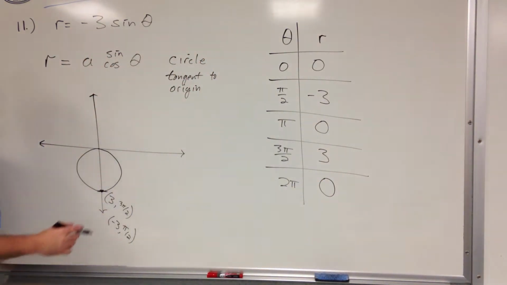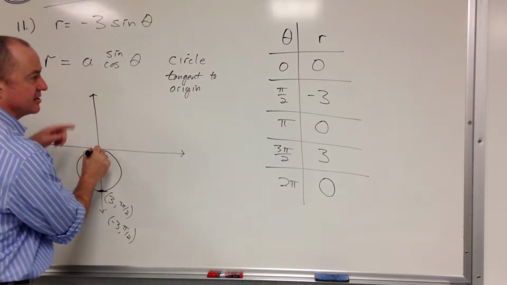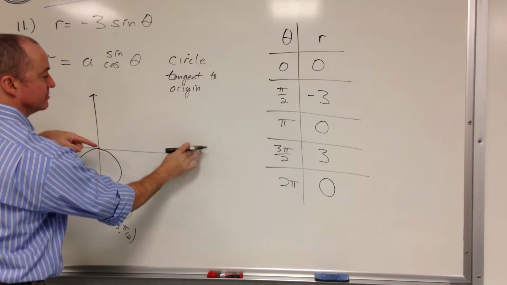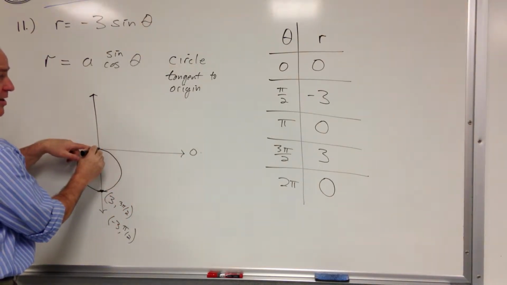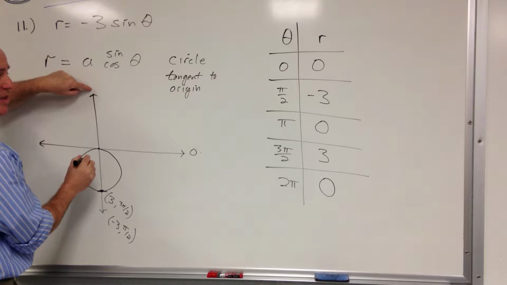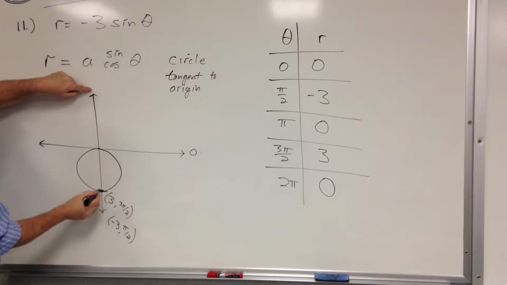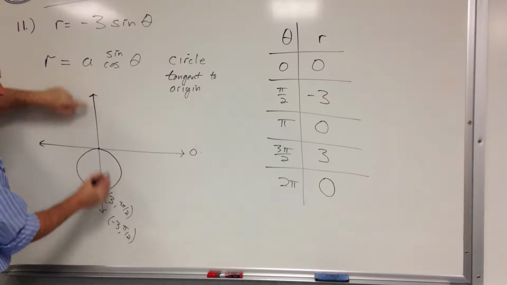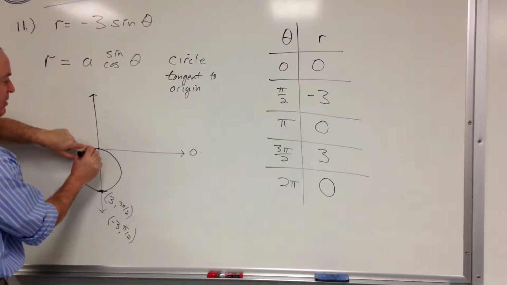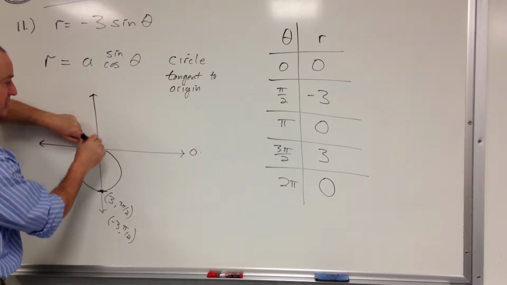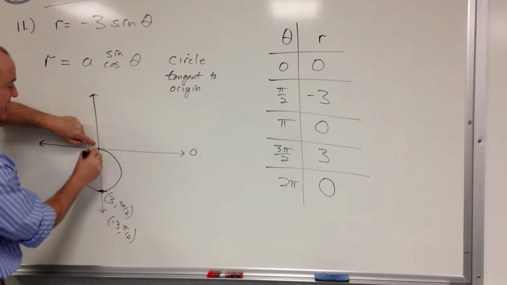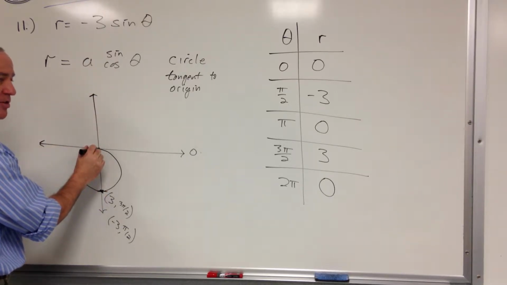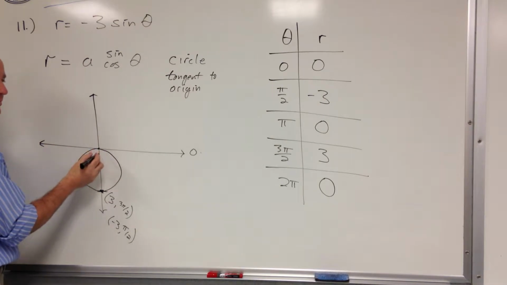But all this tells me is, when I'm facing 0 degrees, or 0 radians, I don't go anywhere. When I'm facing pi over 2 or 90 degrees, I go 3 in the other direction. That's this point down here, negative 3 comma pi over 2. When I'm facing 180 degrees or pi radians, I don't go anywhere. When I'm facing 3 pi over 2 or straight down, I go positive 3 units from the origin. And when I'm facing 2 pi, I don't go anywhere. So it's telling you that the graph is correct.